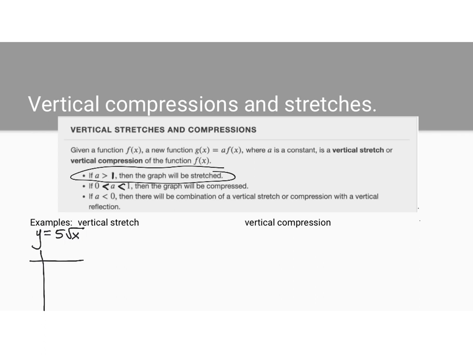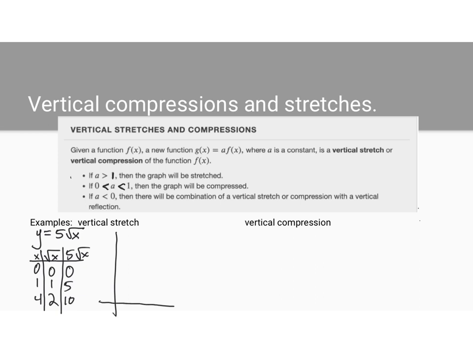So the ones I like to plug in will not change. We're going to do 0, 1, and 4, and then I'm still going to get that 0, 1, and 2, but then by multiplying the outside of that by 5, I get 0, 5, and 10. So my vertical stretch looks like, instead of my original function, which I will do in blue, which was 0, 0, then 1, 1, and then 1, 2, 3, 4, up 2. This is my original square root function.